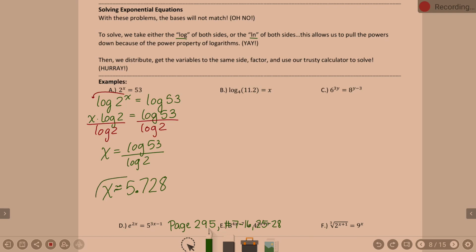So that's the general theme we're going to be using when the bases don't match: we're going to try and get the power by itself and take the log of each side. Monday my plan will be to look at some more examples and then maybe give you some work time. It sounds like we can get 7 through 16 without calculating.